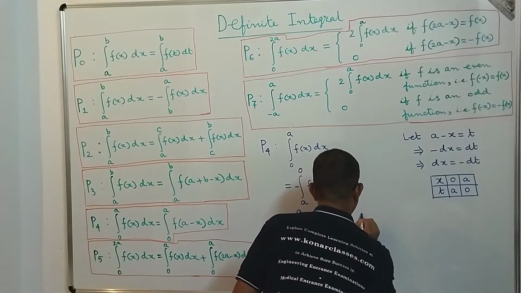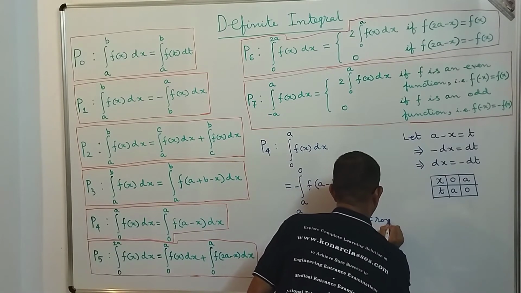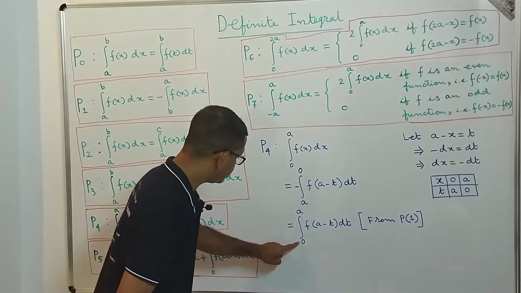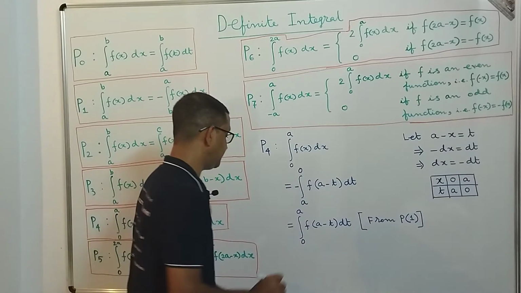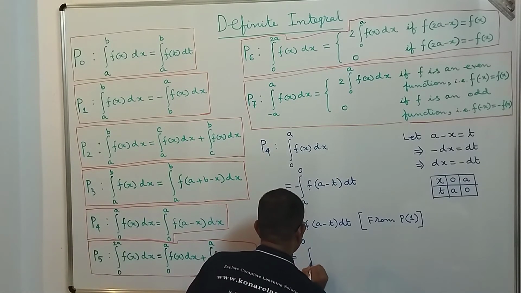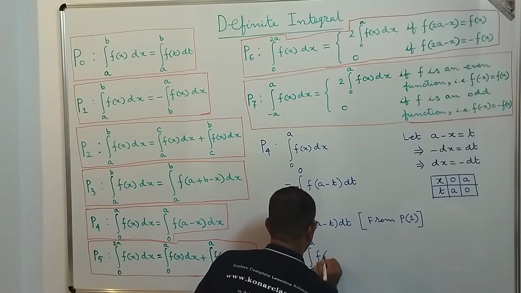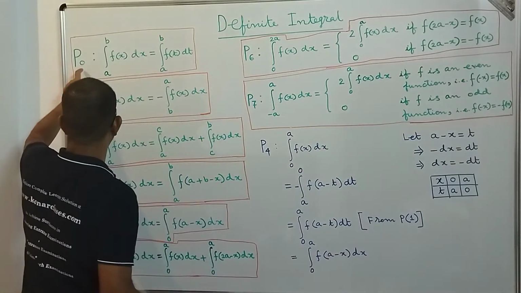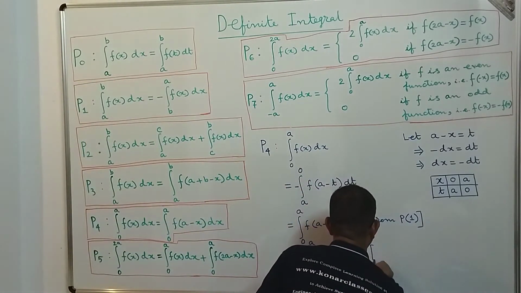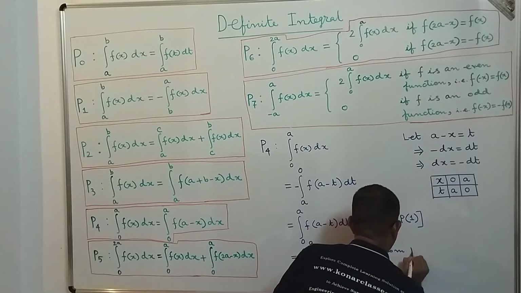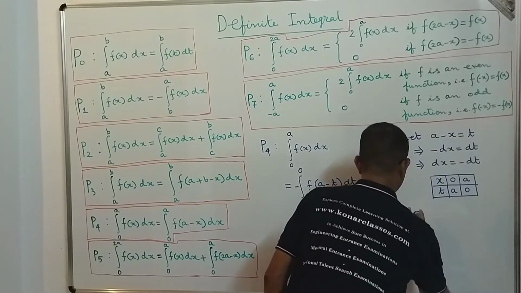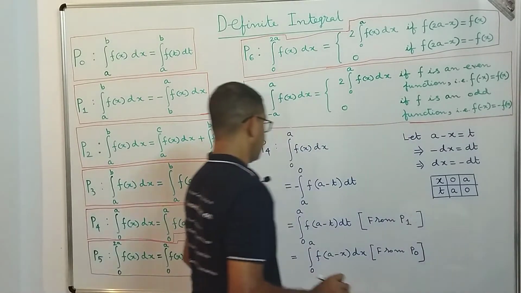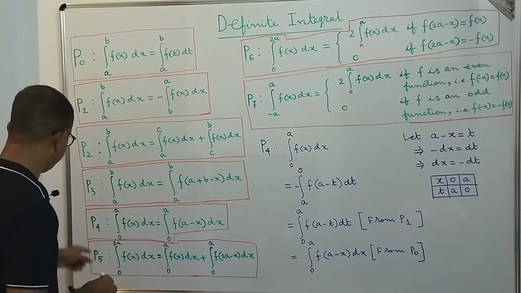So we can write here, from P1. Now the integral 0 to a of f of a minus t dt is equal to the integral 0 to a of f of a minus x dx, and that we are getting from property P1. Sorry, here you should write from P1. Okay, so we are done with property P4.